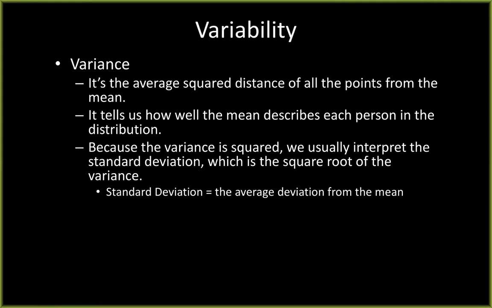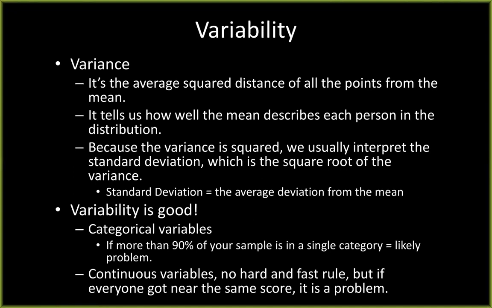And so the variance, the number that we get for variance, is a squared number. So we typically take the square root of that, which is the standard deviation. That's basically the average distance from the mean. I think I drew a picture of that in one of our days in our weekend class. And this gives us a sense of how well that mean is doing at actually describing the people in our sample.